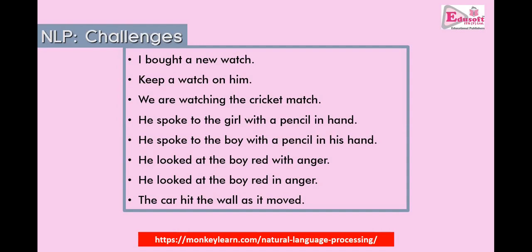He looked at the boy red with anger. So who is angry here? So these are the ambiguities, these are the challenges which are posed to the machine. The car hit the wall as it moved. What was moving, the car or the wall? So these are certain examples which you can quote in the classroom, to just show how ambiguities are there in the language.